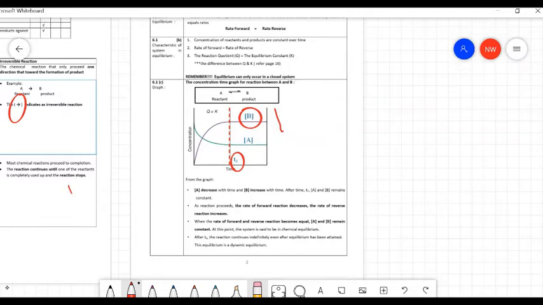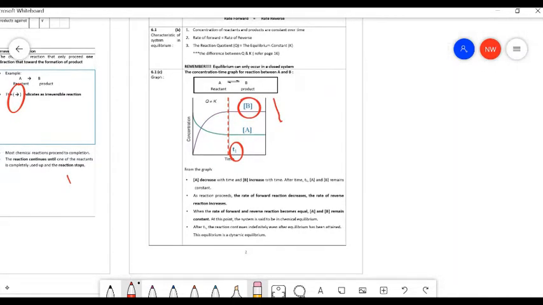So kalau kita tengok dia punya explanation from the graph, concentration of A decrease with time and concentration of B increase with time. After time T1, concentration A and B remain constant. So as the reaction proceed, the rate of forward reaction decreases and the rate of reverse reaction akan increases. So when the rate of forward and reverse reaction become equal, concentration A and B akan remain constant. At this point, the system is said to be in dynamic equilibrium ataupun chemical equilibrium lah. So after T1, the reaction akan continue indefinitely even after equilibrium has been attained. So this equilibrium is a dynamic equilibrium.